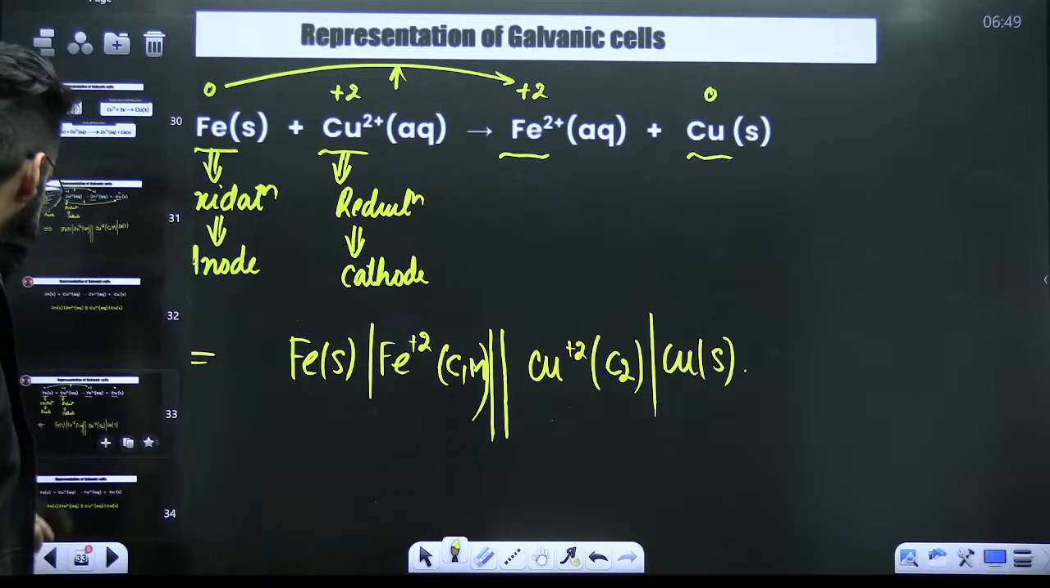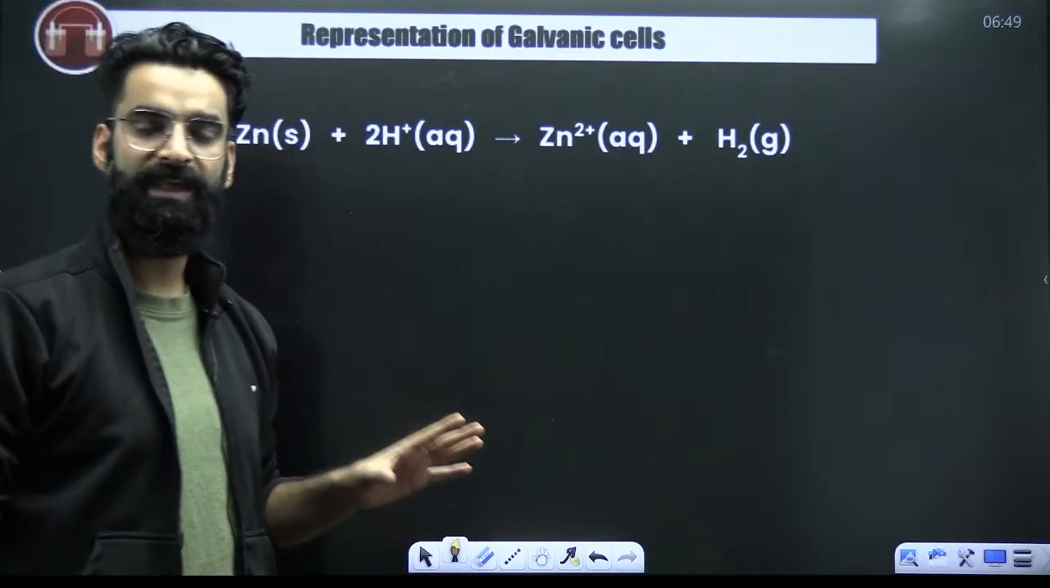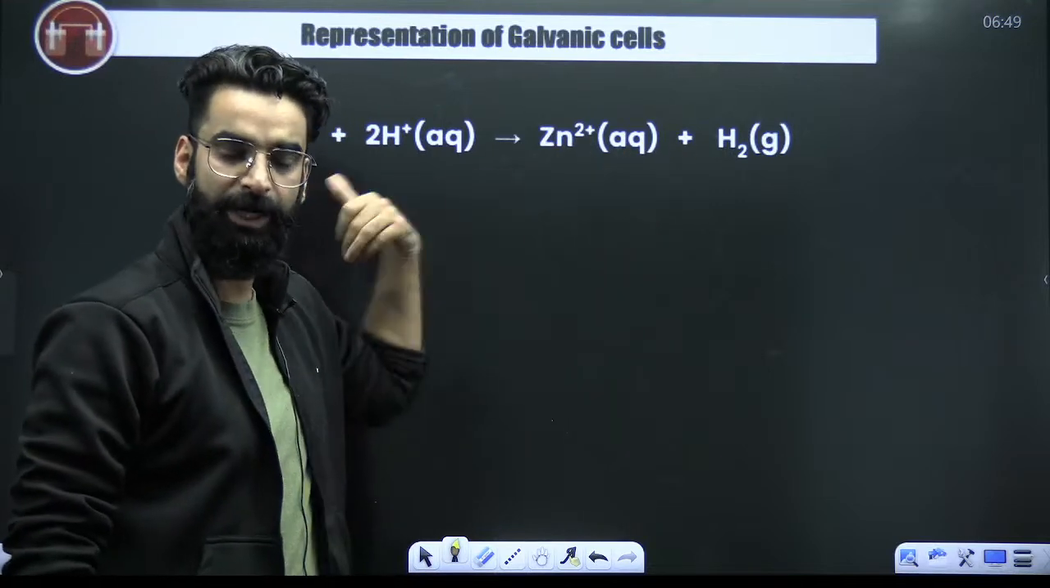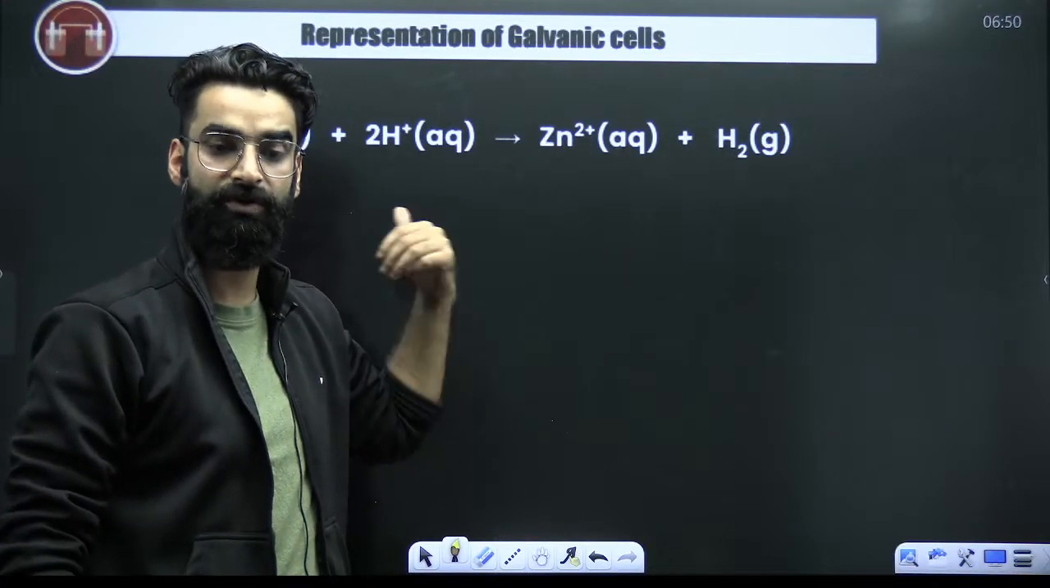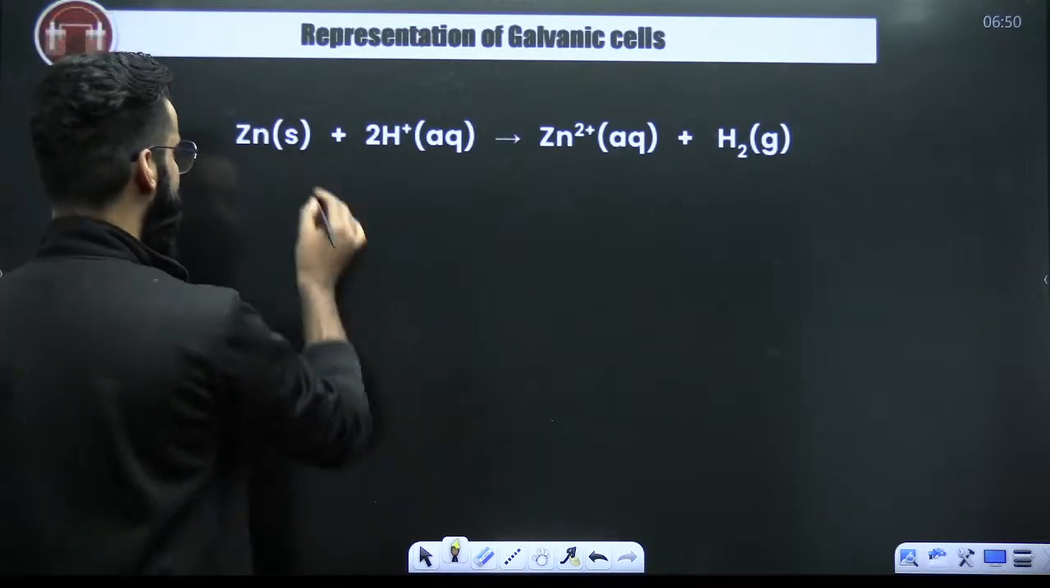Perfect. Let's take one more example. Imagine that you have got a galvanic cell in which this is the net cell reaction. By looking at the net cell reaction, you should be able to represent the cell.